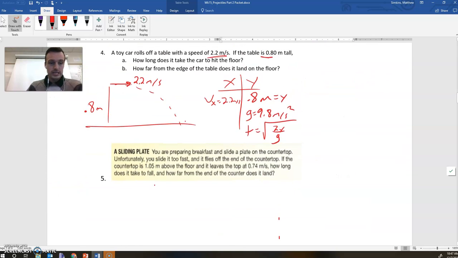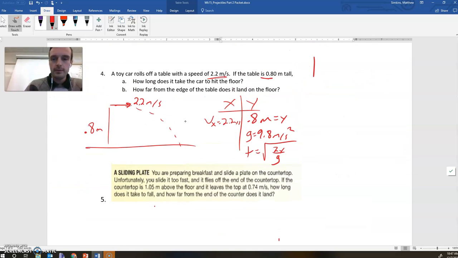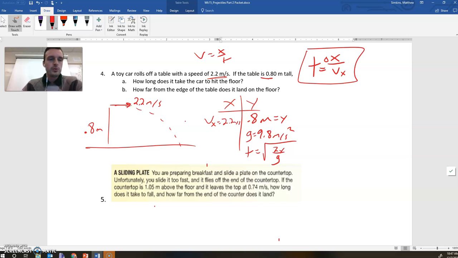Sometimes you will use the X direction information to solve for time with this equation. T equals, let me make sure I got it right. If velocity is x over t, then t equals x over x velocity. I had you put that in your notes last week, but make sure you're aware of that equation. That would be used if you know the velocity and you know the horizontal distance and you want to find how long it's taking. So that's just a little side note for you guys there.